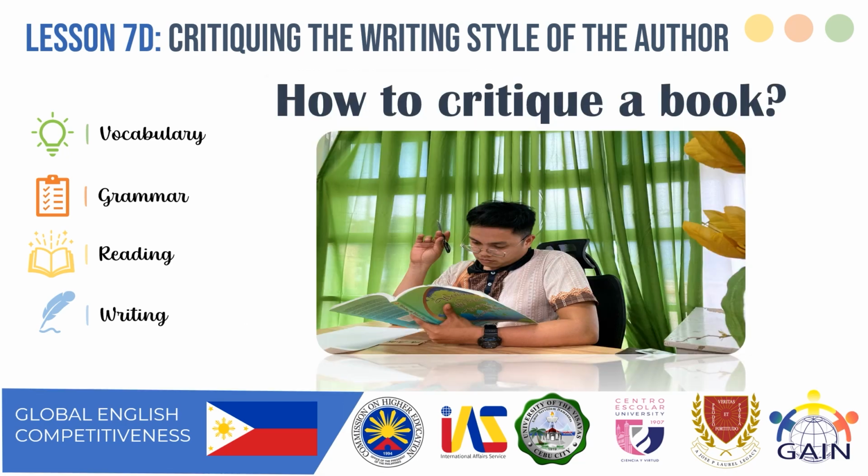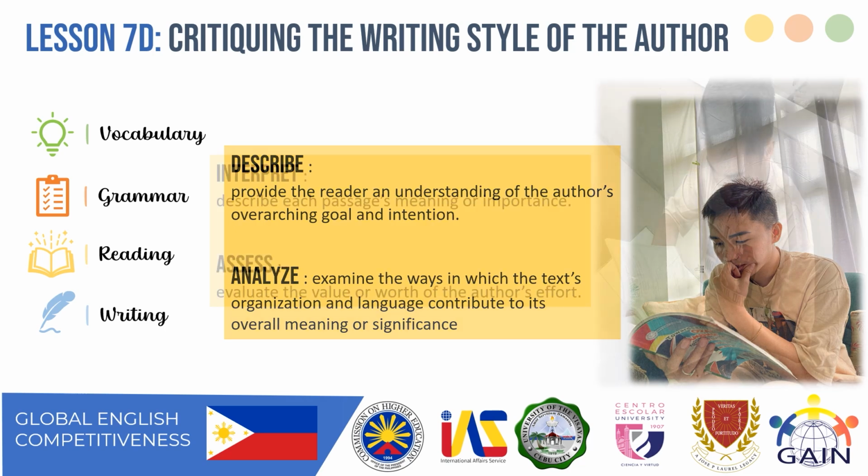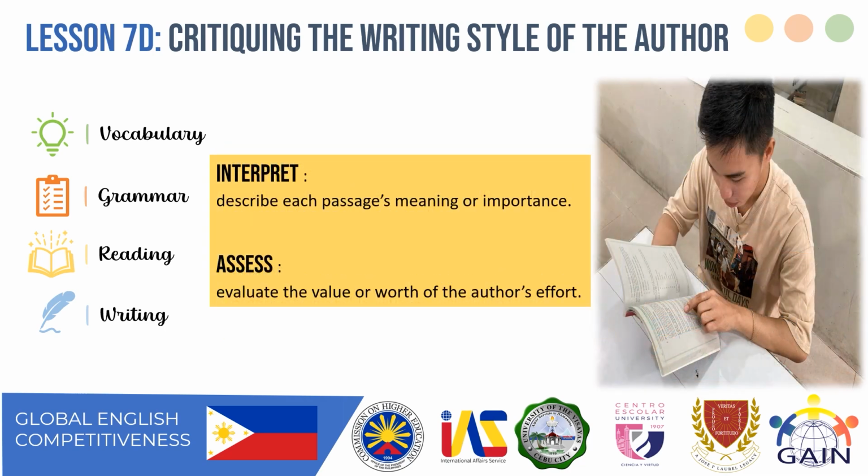So how to critique a book? To critique a piece of writing, you will do the following. Describe. You're going to provide the reader an understanding of the author's overarching goal and intention. Analyze. You will examine the ways in which the text's organization and language contribute to its overall meaning or significance. Interpret. You're going to describe each passage's meaning or importance. And lastly, assess. You're going to evaluate the value or worth of the author's effort.